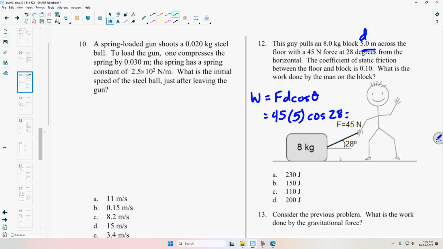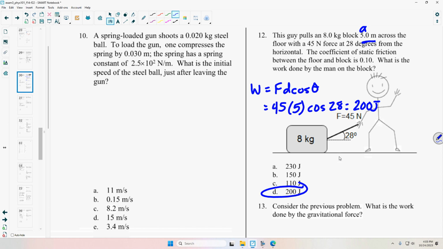That's not the total work that's done on the block, because the total work done on the block also includes the frictional force. Let's go ahead and find this. So 45 times 5 times cosine of 28. I get 198 or 200 joules. That should be the right answer, right? D is the right answer on that one. But there are other problems where I'd ask, what is the total work being done on the block?